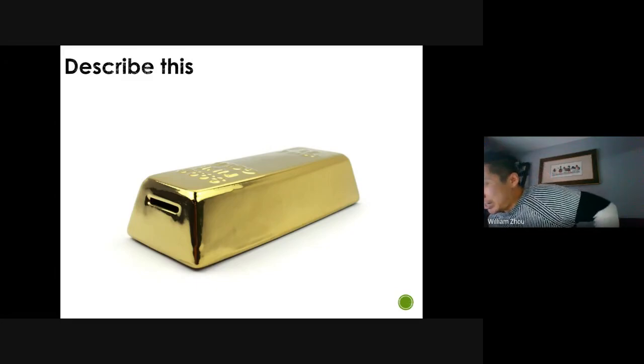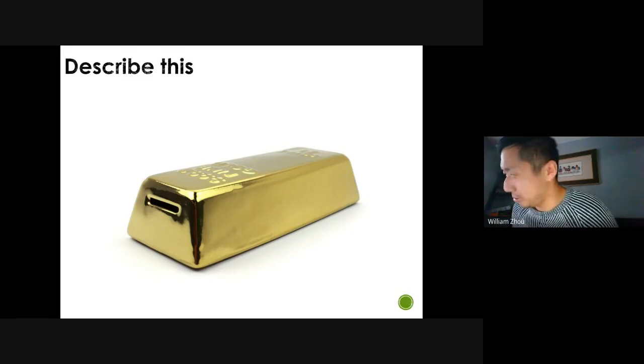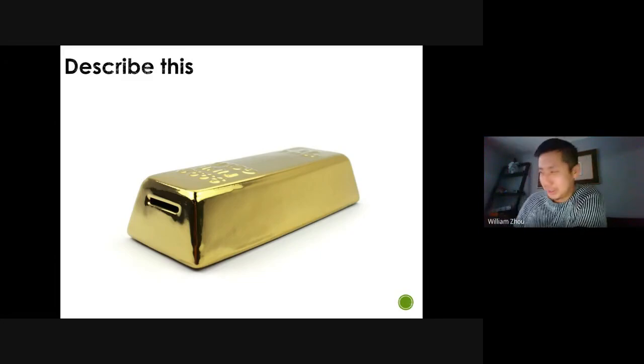Okay, shiny, robust, yellow, ductile, and malleable. Those are excellent words. Any other words before I just show you some? Metallic, that's a good one. Tasty? No? Pretty. Pretty, expensive, okay.